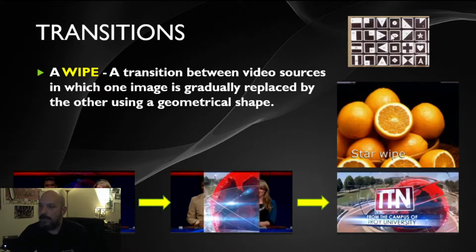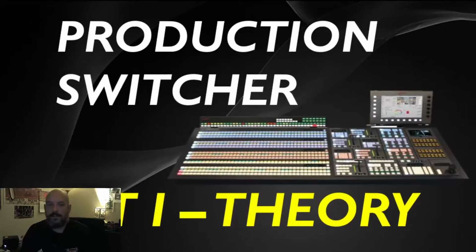So there are a lot of different types of transitions, a lot of shapes, a lot of geometric patterns that can be put into play, things like stars and plus signs and hearts and triangles and the like. And that's just a quick look at the different ways that you can go from multiple sources to multiple destinations.